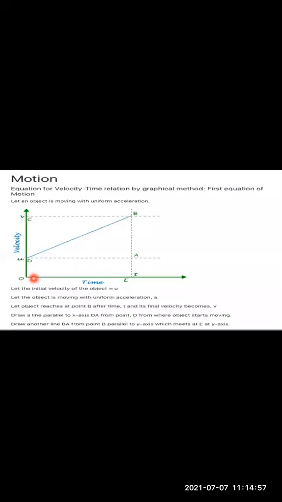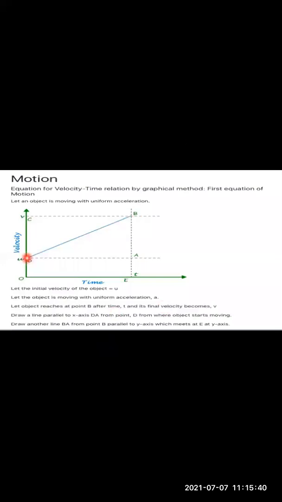Let us say the object has initial velocity u, and the velocity is changing uniformly. Definitely, when the velocity changes, there will be acceleration. So we say, let the object reach point B with some velocity. Okay, so the object starts from point D, it reaches point B. Since there is change in velocity, definitely there will be acceleration. Let us say the object is moving with uniform acceleration a. Why are we saying uniform? Because the velocity is changing uniformly.